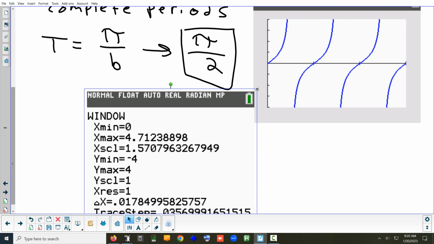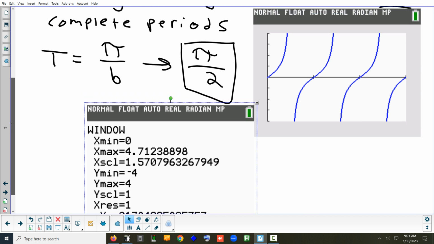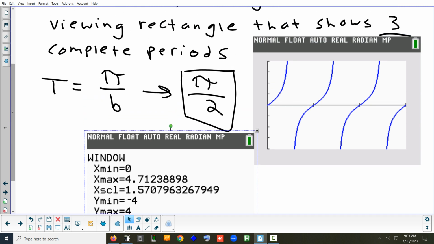Questions? There isn't an exact answer, right? As long as you're setting those 3 cycles. Yep, correct. There is an exact answer for the period, pi over 2. But as far as your window, there's lots of answers.